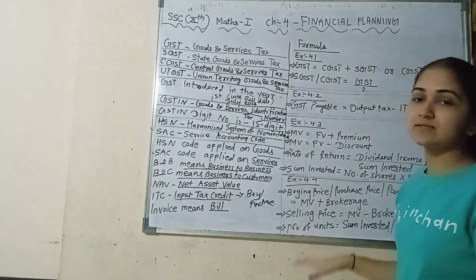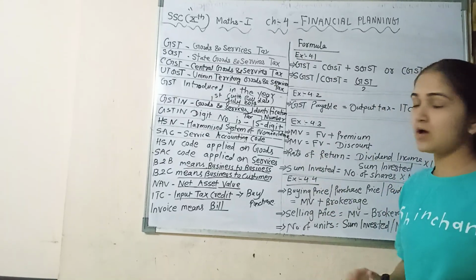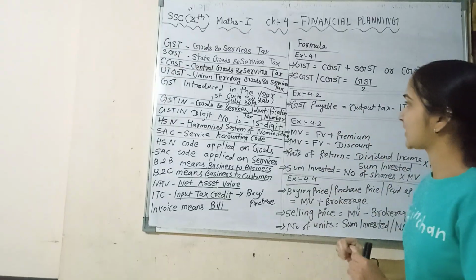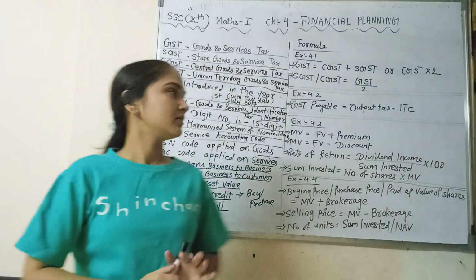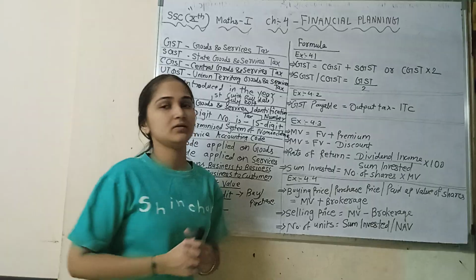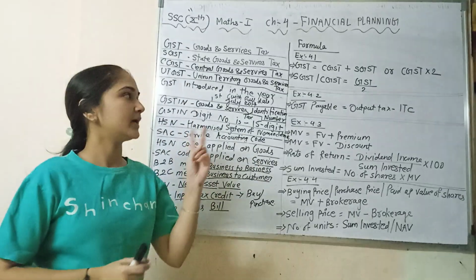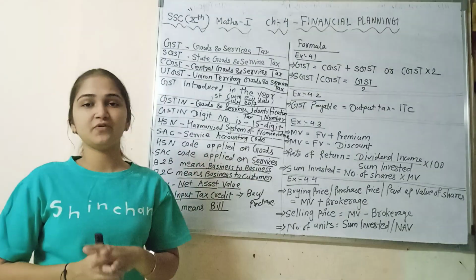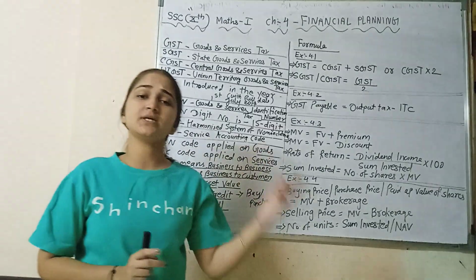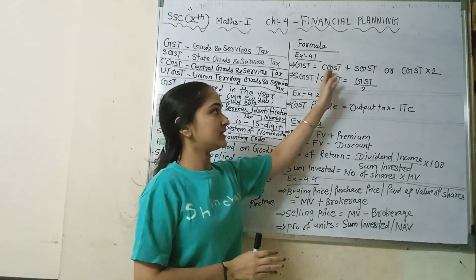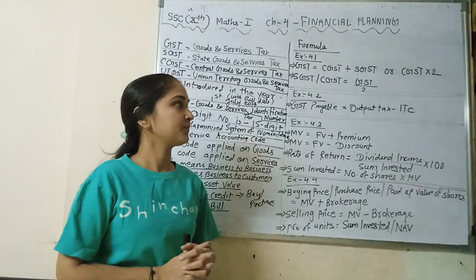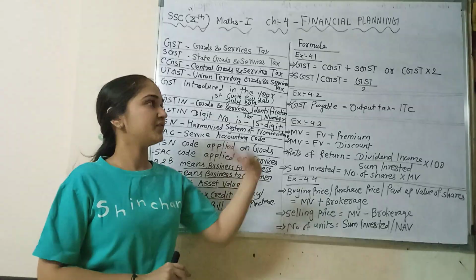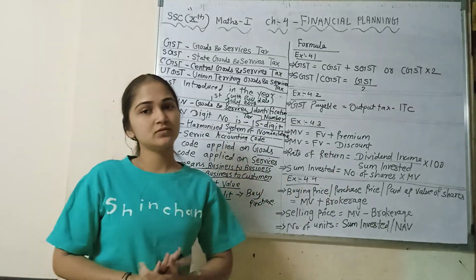Now we will see some formulas related to chapter number 4, and I have bifurcated them according to exercise. I hope you are understanding. Now in exercise 4.1 there are two formulas. If you want to calculate the GST rate or the GST amount, the formula is GST equals CGST plus SGST, or we can also apply CGST into 2, or SGST into 2.